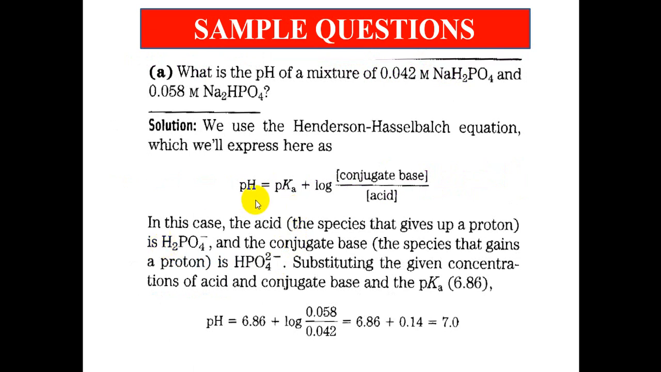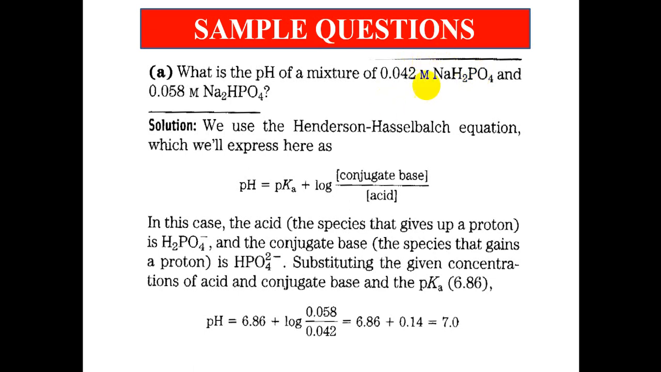Okay, so let's come to calculations. These are very important, and you have to know how to calculate all the questions here, because you may meet some of them in your final exams. Question A: what is the pH of a mixture of 0.042 molar sodium biphosphate and 0.058 molar sodium phosphate?